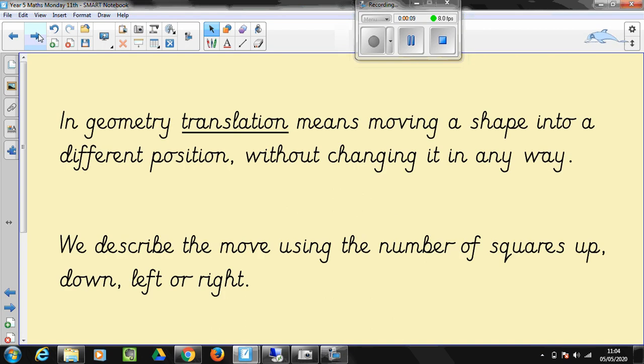Today's lesson is about translation. Translation means moving a shape to a different position without changing it in any way. So we might move it left or right, and then up or down. The shape must look exactly the same though for it to be a translation.